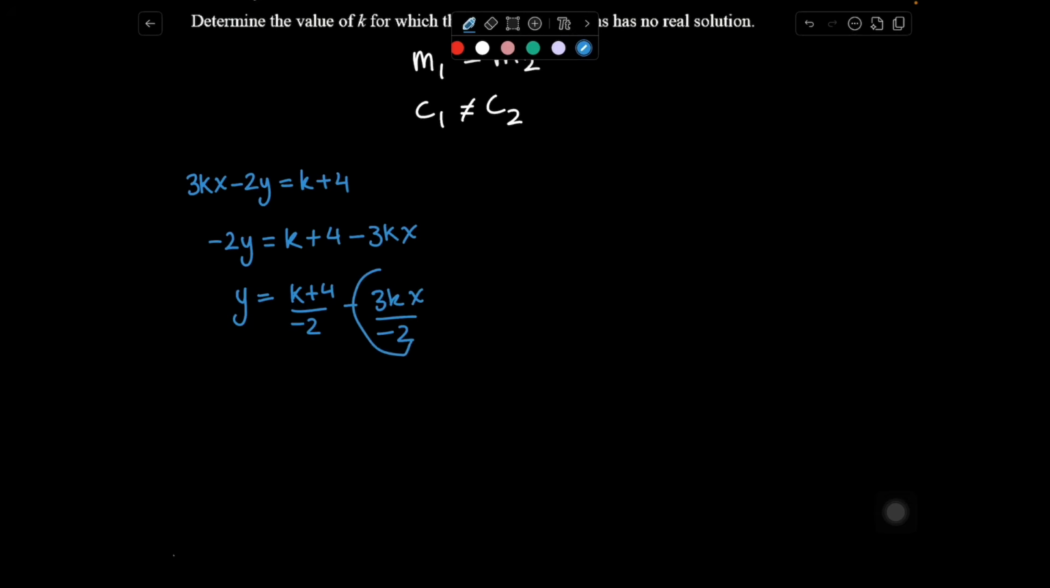So this part forms our gradient because it's attached to the x, and the negatives cancel out, as you can see there. So for our gradient, we get 3k over 2, and then this part becomes our y-intercept. So this negative is at the front. When you bring it to the front, make sure that you put some brackets on the top because it belongs to the whole equation, not just to the front term.